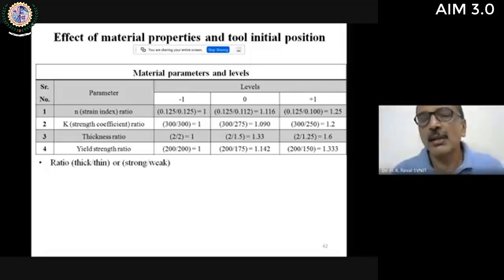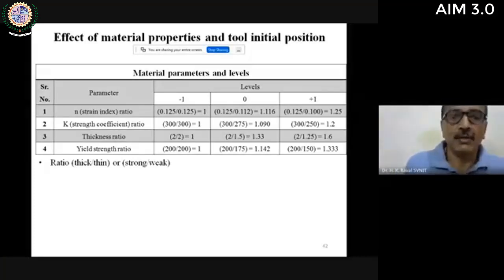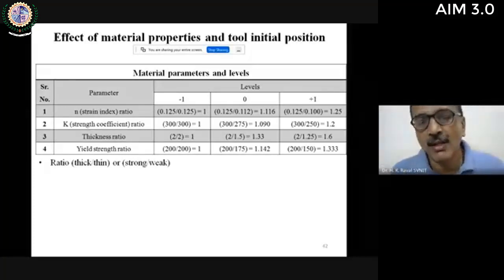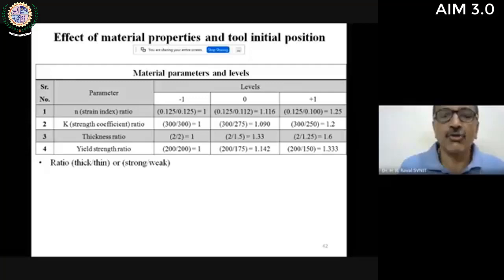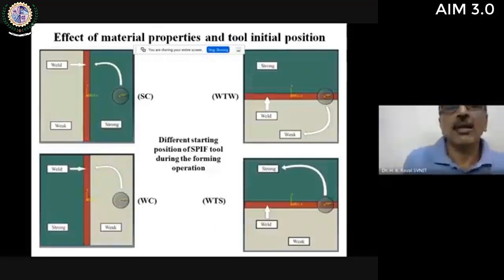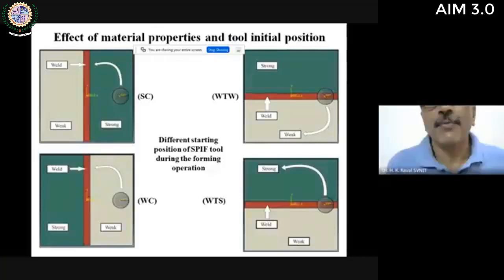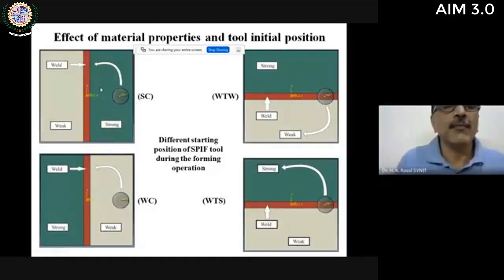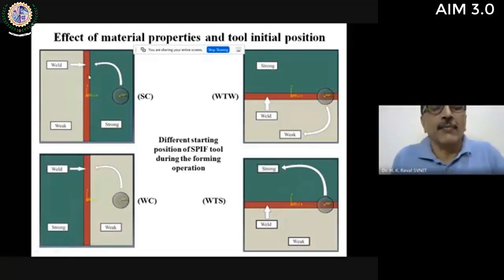So here, the attempt was made to study the combined effect of thick to thin material and strong to weak material behavior in incremental sheet forming. The study was focused on different tool starting positions. This is a pictorial view of the welded material. The gray or blue color shows the strong material, and these are the weak material, and in between there is a red patch which is known as the weld zone.